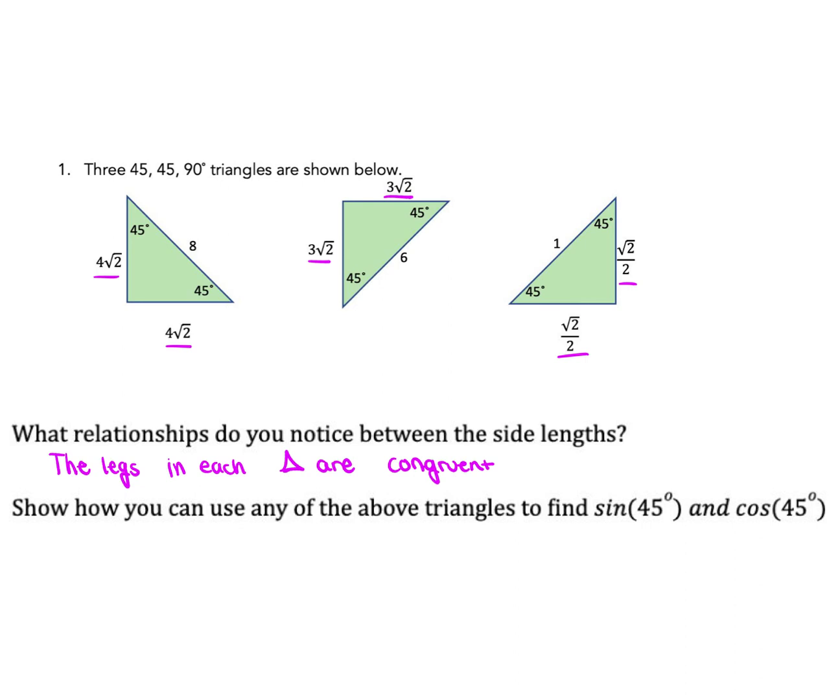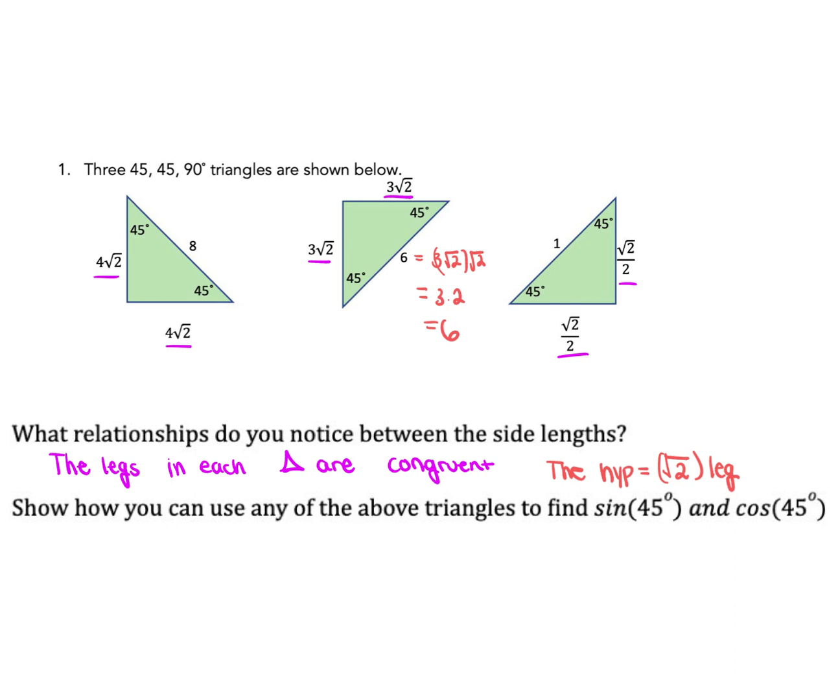And another thing that you can notice is that the hypotenuse is equal to radical 2 times one of the legs. So 6 is equal to 3 radical 2 times radical 2. Why? Square root of 2 times square root of 2 is 2. 3 times 2 is 6.